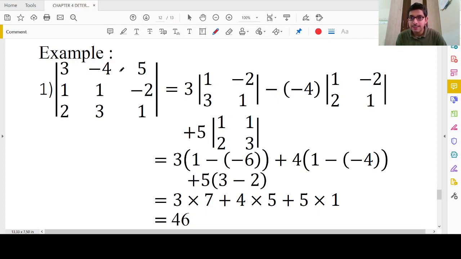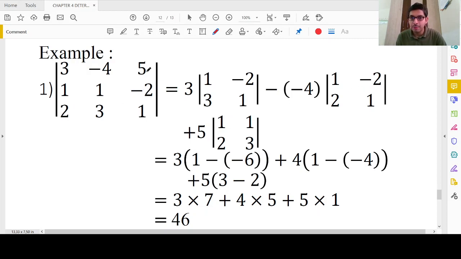Then since the second element is minus 4, that is A12, the sum of the suffixes will be 1 plus 2, it is an odd number. So that means it should be multiplied with minus 1, so minus of minus 4. And again the determinant is obtained by deleting the first row and second column. So that will be 1, minus 2, 2, 1.